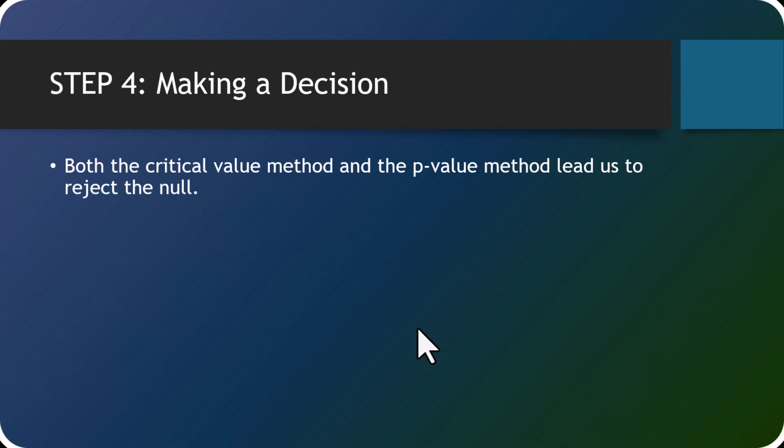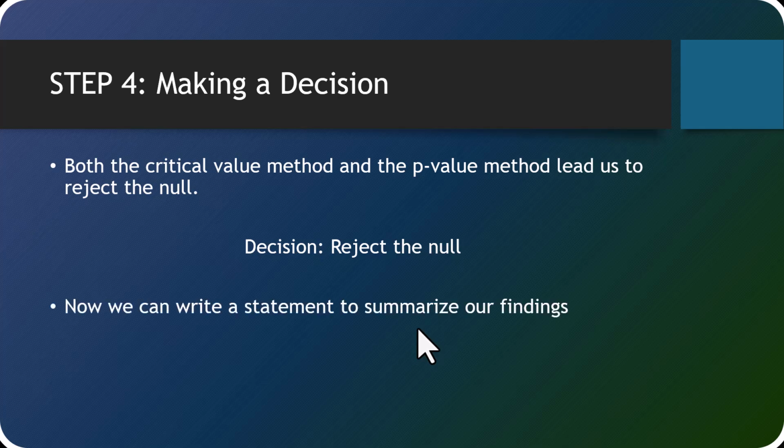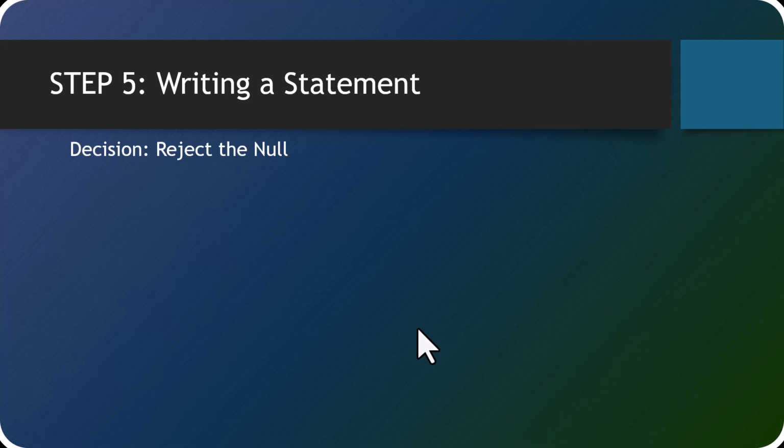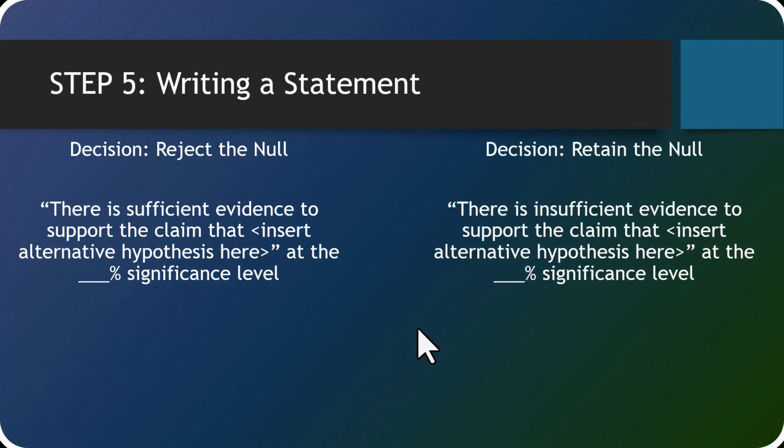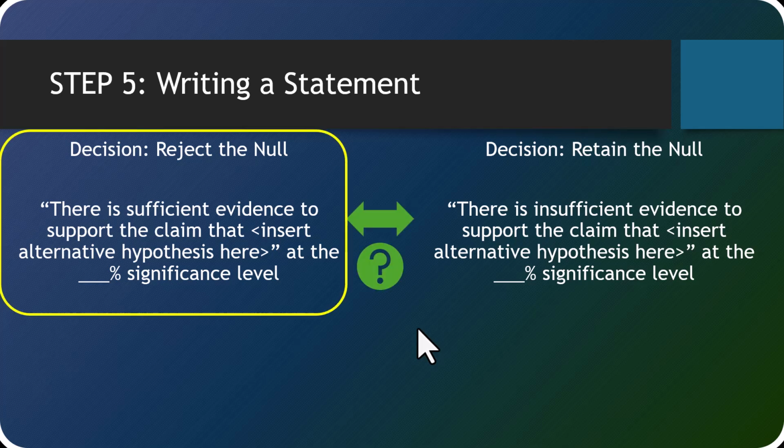So now it's time to make a decision, and as I've already stated in previous slides, both methods lead us to reject the null. So now we can summarize this by writing a statement. So recall, our statements are very straightforward and formulaic, not an opportunity for creative writing here. So if we reject the null, we say there is sufficient evidence to support the alternative hypothesis at the blank significance level. And if we retain the null, we say there's insufficient evidence to support the alternative hypothesis at the blank percent significance level. So as you know, we have decided to reject the null.